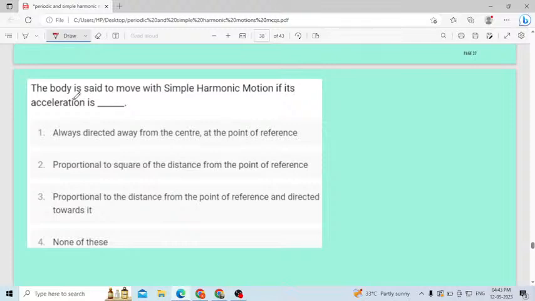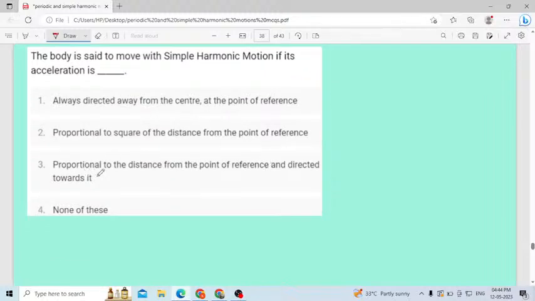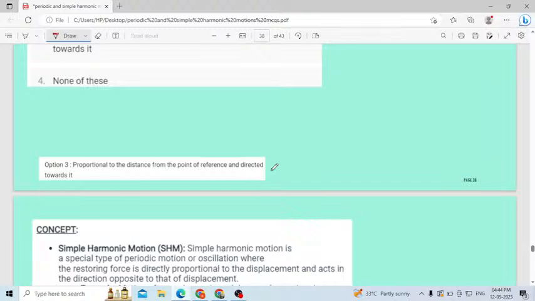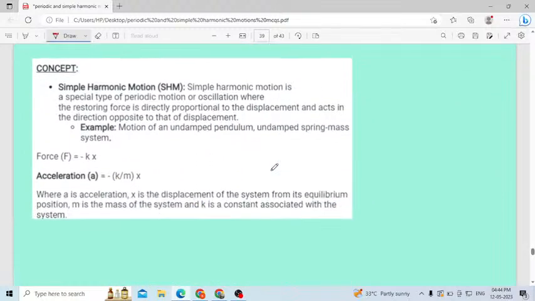Okay, a body is said to move with simple harmonic motion if its acceleration is... If a body is said to move with simple harmonic motion, what about its acceleration? Option 1: always directed away from the center at the point of reference. Option 2: proportional to the square of the distance from the point of reference. Option 3: proportional to the distance from the point of reference and directed towards it. Option 4: none of these. Let us discuss the answer first.